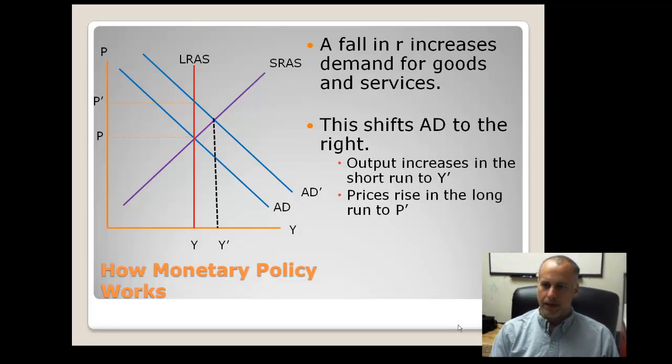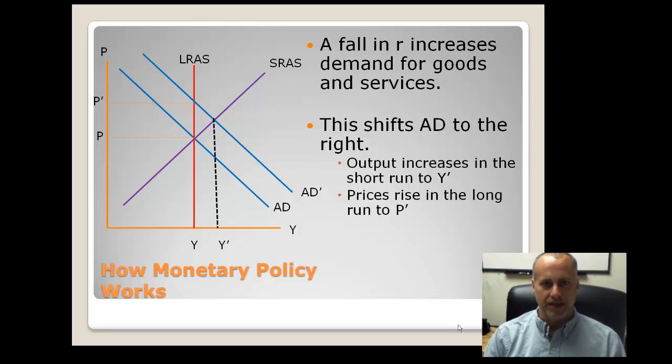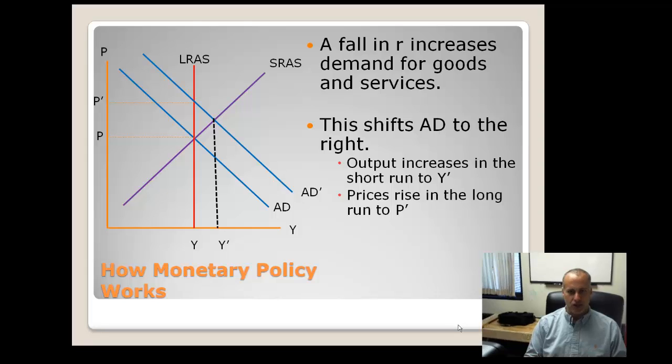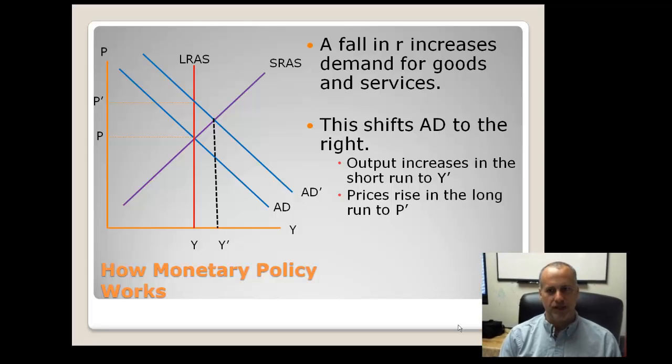So the dynamics work something like this. The Fed prints more money, interest rates fall. When interest rates fall, consumers buy more cars and houses. When they buy more cars and houses, in the short run, this pushes up output, and in the long run, it pushes up prices because we are still, as always, constrained by the level of real resources in the economy.